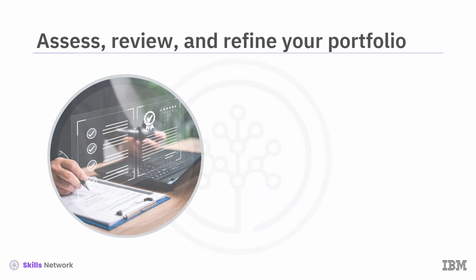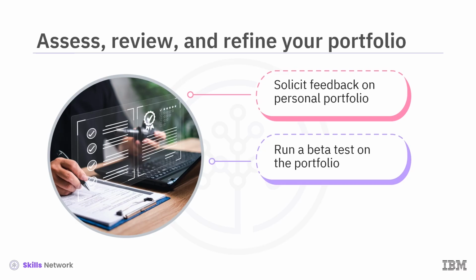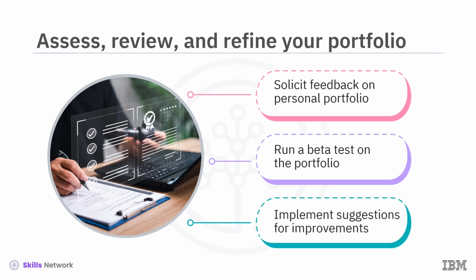The next step in portfolio development is to solicit feedback on your personal portfolio from your peers and mentors. During this process, you run a beta test by getting your portfolio tested and reviewed by a wider audience. Once you've received the feedback, you implement the suggestions for improvements.